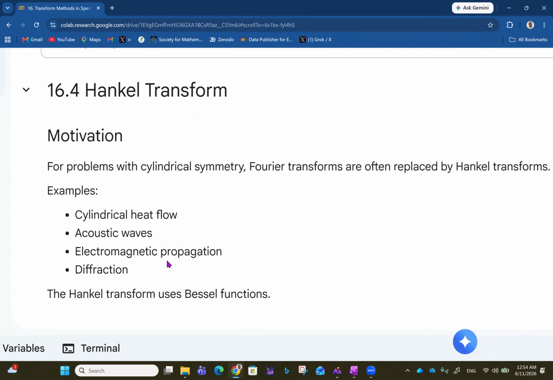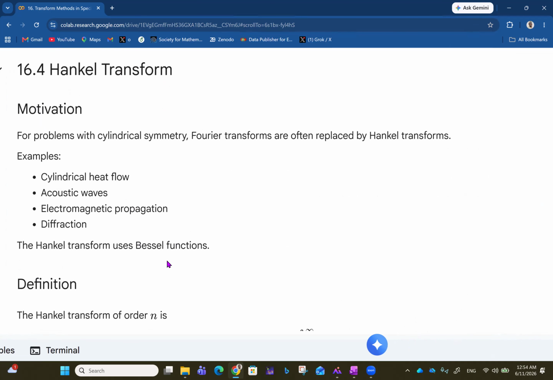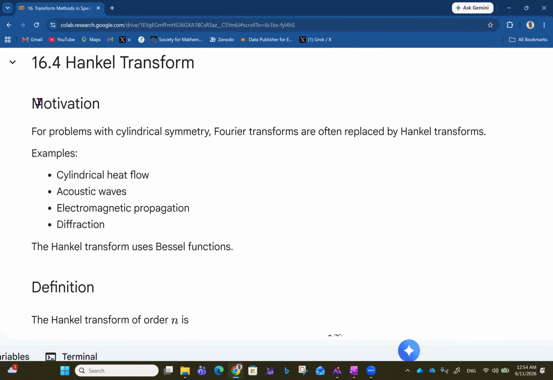So having taken care of that, we move on to the Hankel transform. For problems with cylindrical symmetry, Fourier transforms are often replaced by Hankel transforms. So you have examples: cylindrical heat flow, acoustic waves, electromagnetic propagation, and diffraction. The Hankel transform uses Bessel functions.